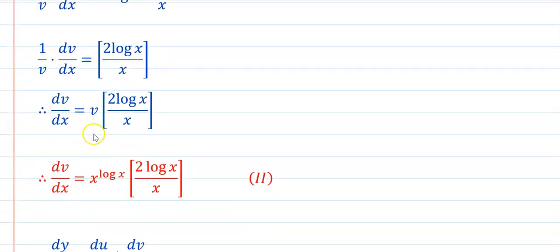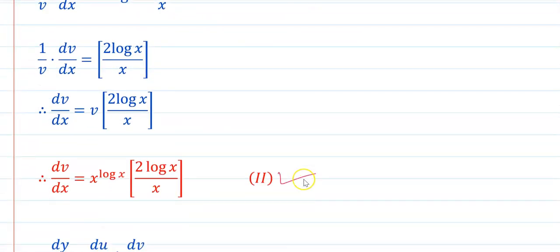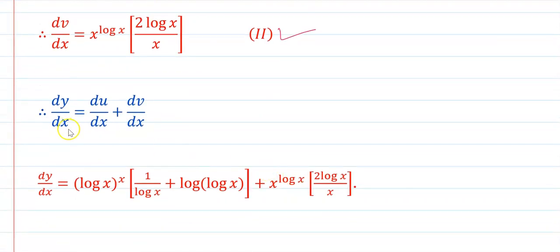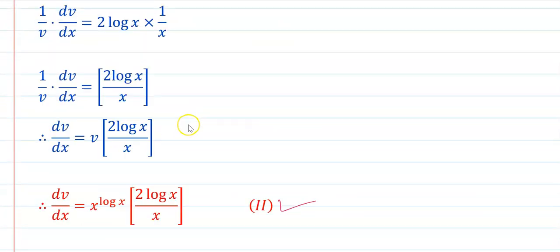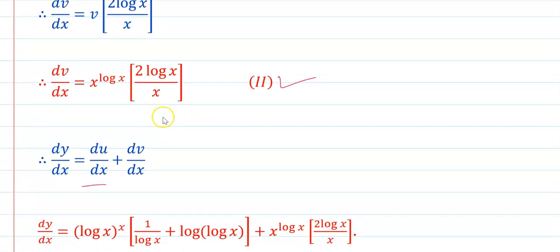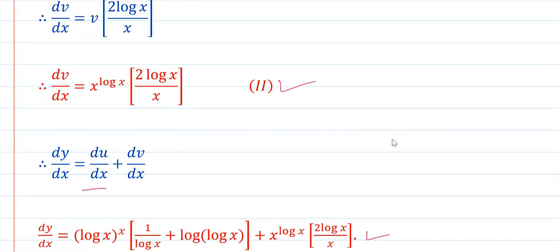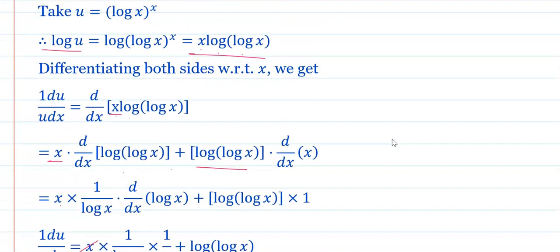Substitute the value of v. v is x raised to log x. This is the expression number 2. This is the second one. Okay, what was 1? du by dx, and this is 2. Now add these two. Therefore, dy by dx is equals to du by dx plus dv by dx. Substitute the value of du by dx from 1 and dv by dx from 2, and hence you will get the dy by dx. Okay. You can look at it once again here.